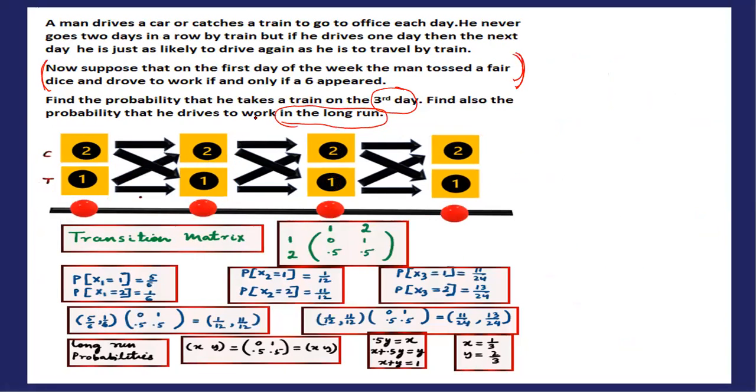Now go back to this question. So there is no 0, 1 here. Suppose that on the first day of the week, the man tosses a fair dice and drives to work if and only if a 6 appeared. So the probability is 1 by 6, 5 by 6. Instead of taking 0, 1 or 1, 0, here there is a chance factor, even he has no idea. That's why the initial distribution, if you see, is here.